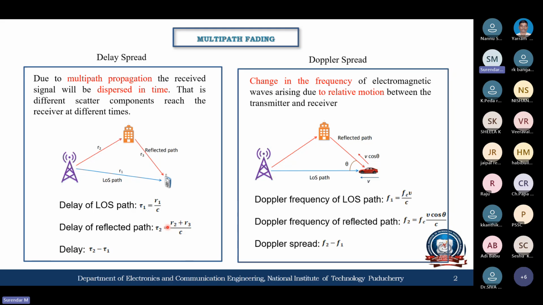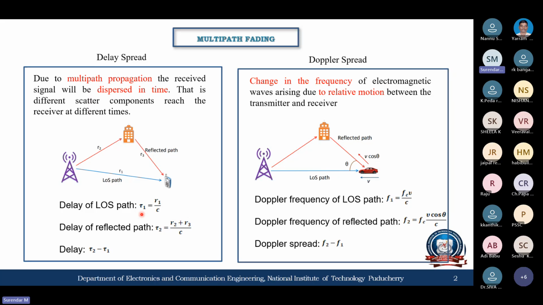We can say a pulse with higher strength is there at a delay of tau 1. Tau 2 is an even larger delay. So tau 2 corresponds to a pulse that happens after tau 1, but the pulse strength will be lesser. Why? Because the signal is reflected from a building, so its strength will be very low when compared to the LOS path. So that is actually the delay profile.